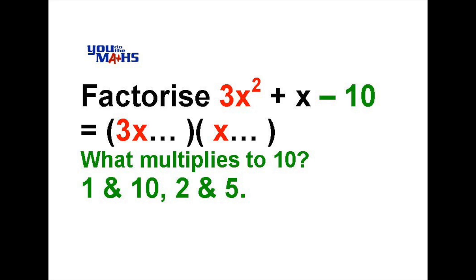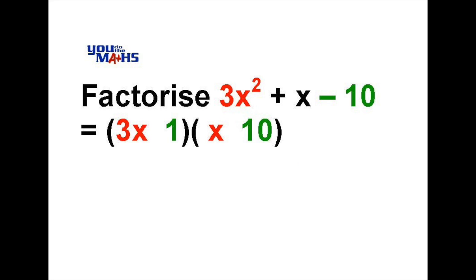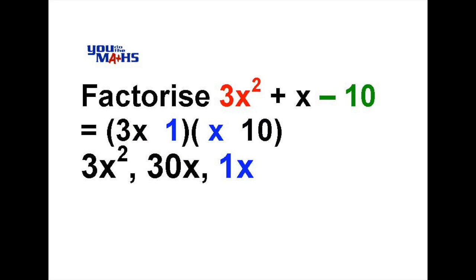We'll try 1 and 10 first, and we'll multiply out these brackets, again ignoring the negative for the moment. Our aim, of course, is to see if we can get back to the original expression. Let's multiply 3x by x first of all. That gives us 3x squared. 3x multiplied by 10 gives us 30x. 1 multiplied by x is 1x, and the last pair is to multiply 1 and 10, and that gives us 10. Our aim now is to look at these terms and see if they can give us back the original expression. Certainly the 3x squared and the 10 work, but there's no way that the 30 and the 1x can combine to give us plus 1x as the middle term.